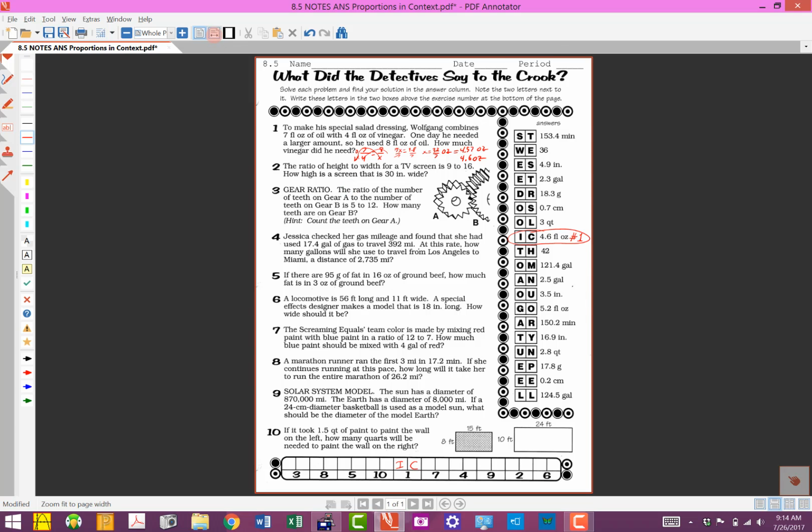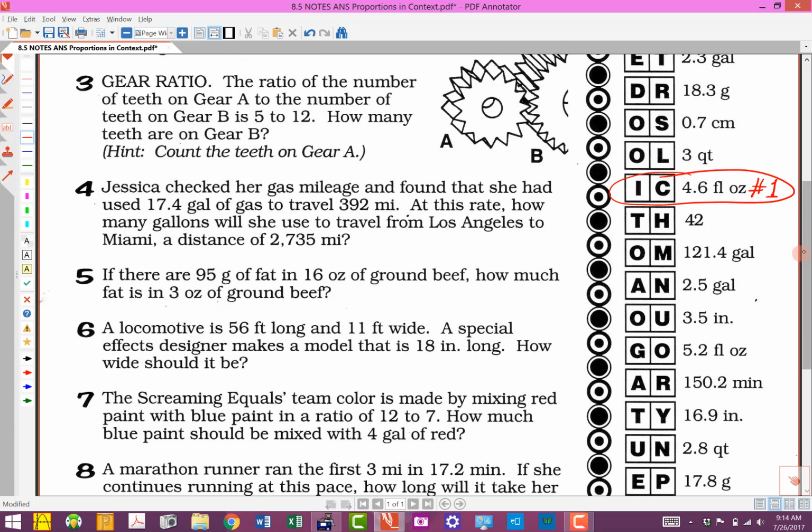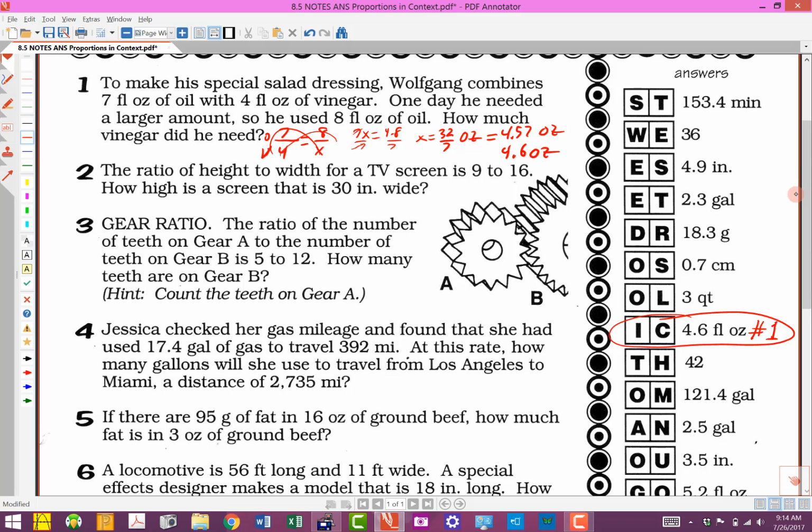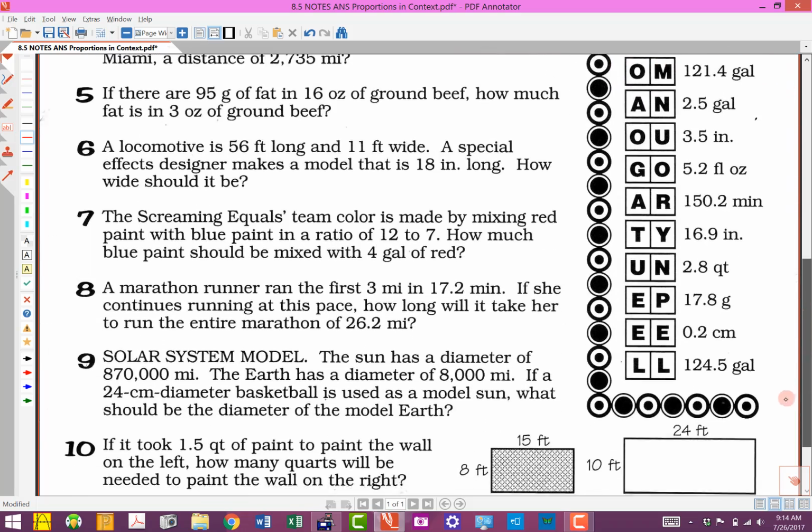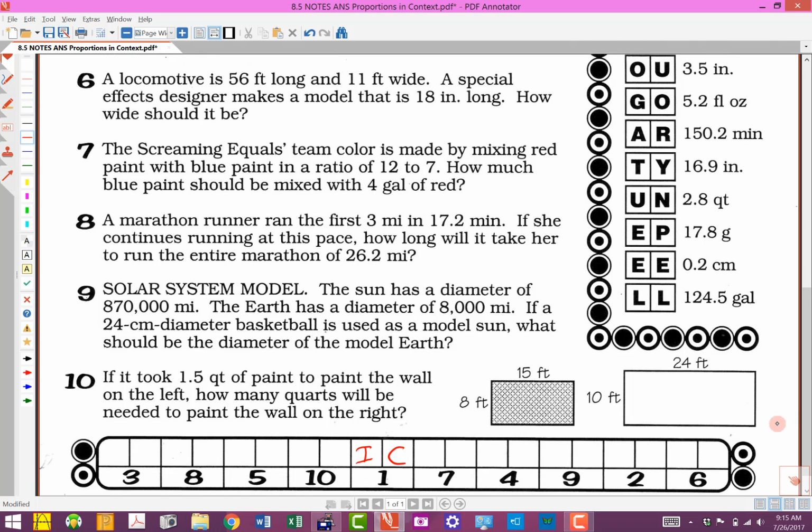Now just a hint on a couple of these. Read the directions, because on this one, like on number 3, it says count the teeth on gear A. It says the ratio of the number of teeth on gear A to the number of teeth on gear B is 5 to 12. How many are there on gear B? Well, you can't see all of B here, but you can physically count how many of those there are. So count those, and that'll be helpful there. Most of these are about different units of measurement and stuff like that.